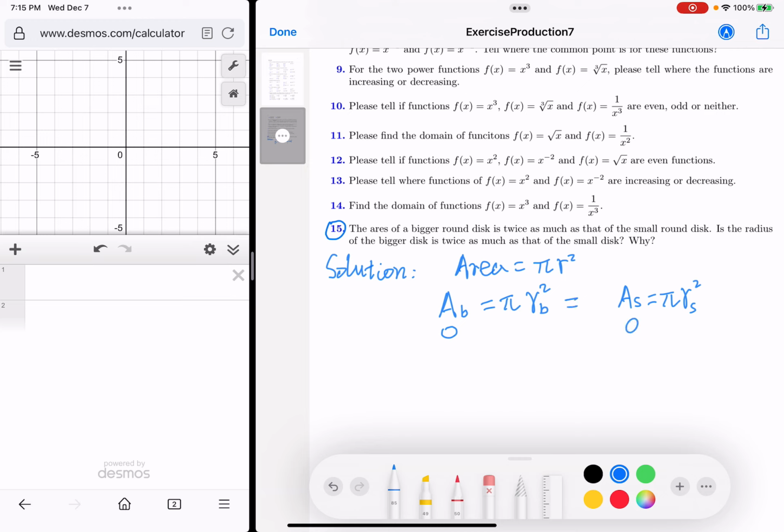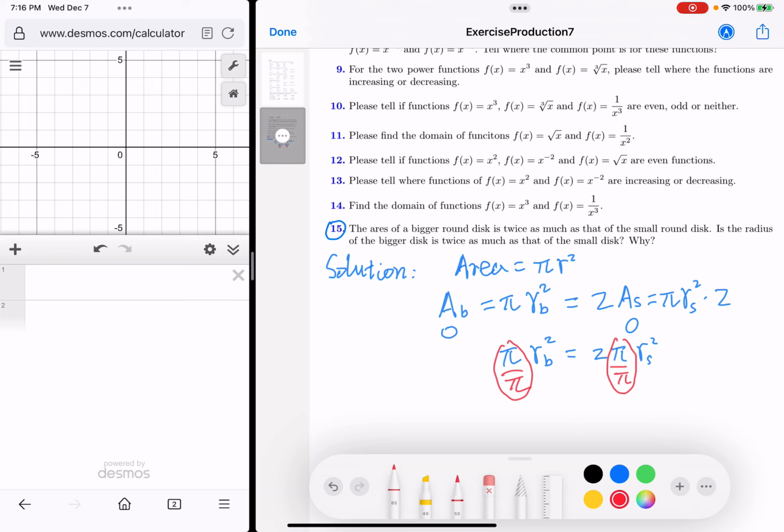Then if you double the smaller area, they should be equal. That means pi r big radius squared equals 2 pi r squared of the smaller radius. You divide by pi on both sides, so you cancel this one.